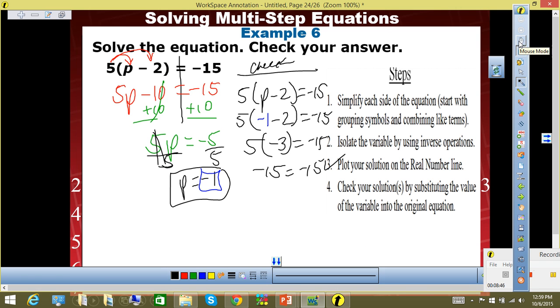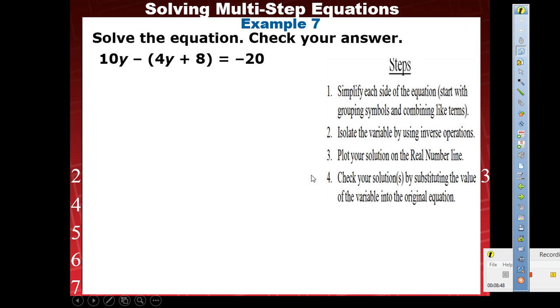Copy this one. Example 7. Solve the equation and check your answer. For this one, don't check it, but I do want you to solve it. This one has a little curveball. See if you pick it up. I'll let you go at it for a little bit. Copy it and solve. Go.